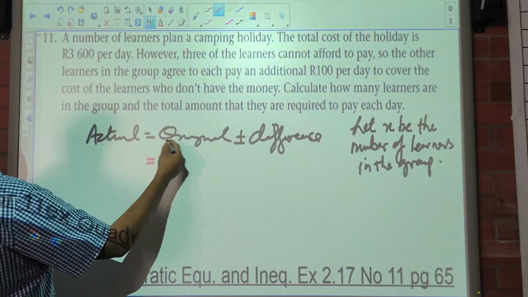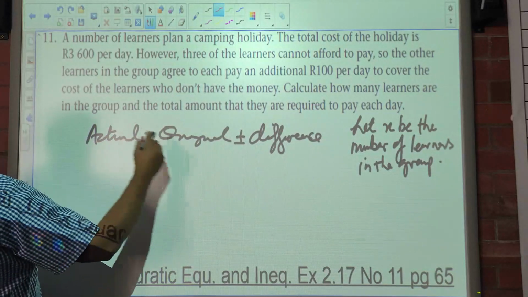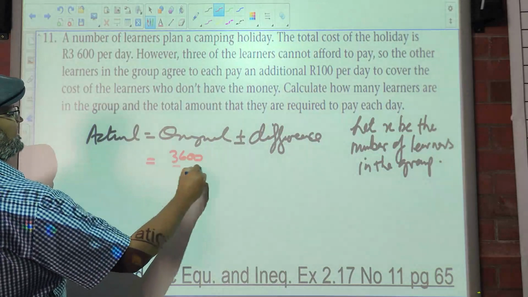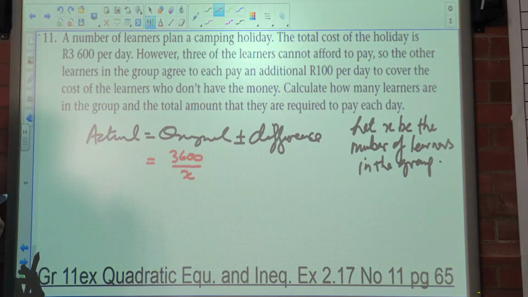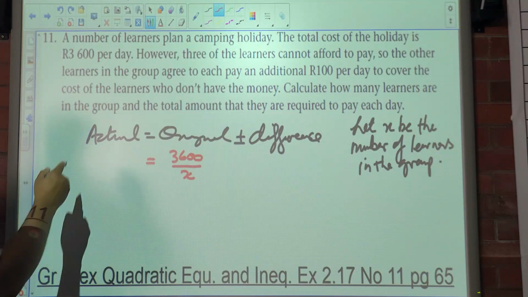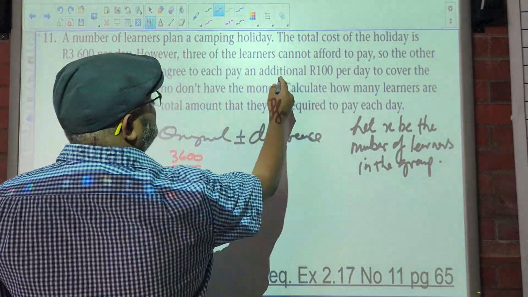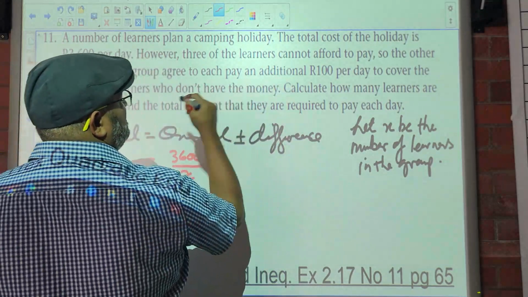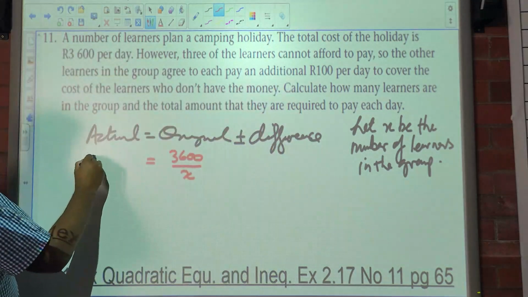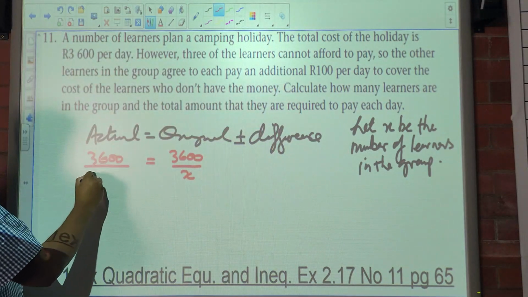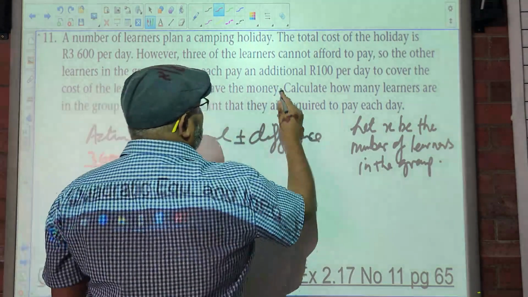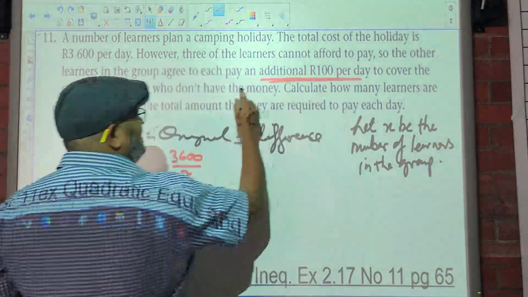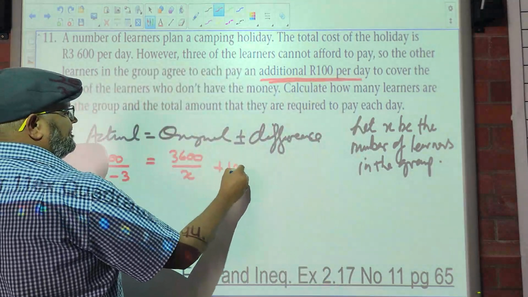So what is the original calculation? 3,600 rand divided by the number of learners there are. Not so? But what's actually happening? How many learners can't pay? There's 3 learners who can't pay. So it's 3,600 over x minus 3. But they would have to pay an additional 100 rand. So it's plus.